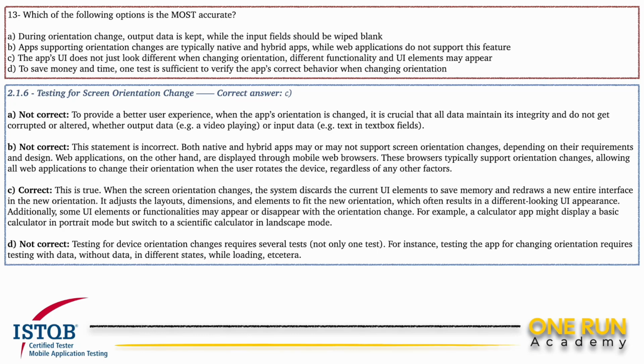Finally, option D. To save money and time, one test is sufficient to verify the app's correct behavior when changing orientation. Again, this option is not correct. Testing for device orientation changes requires several tests, not just one. For instance, you need to test the app with data, without data, in different states while loading, etc. This ensures that the app handles orientation changes correctly in various scenarios. So, the most accurate option is C. The app's UI does not just look different when changing orientation. Different functionality and UI elements may appear.